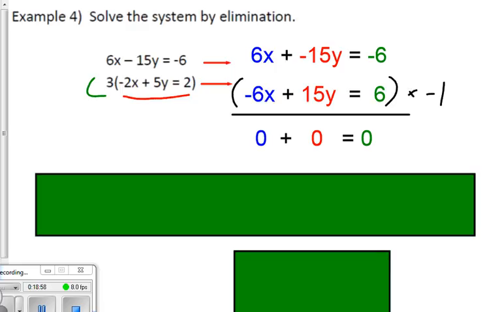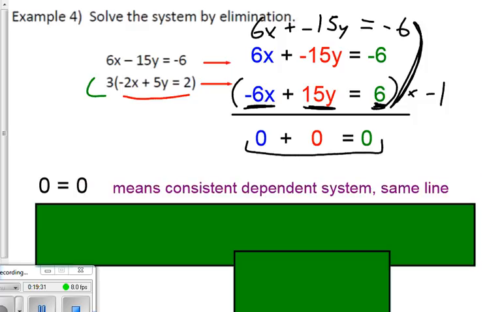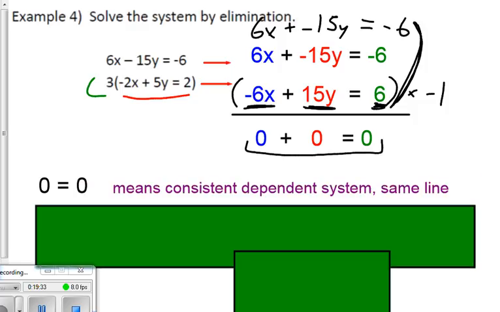Essentially I'm just switching the signs. This piece here would become 6x. This piece here would become -15y. This piece here would become -6. 6x plus -15y equals -6. What it's saying is these are all the same equation. When we can solve out and get 0 equals 0, that means your system is showing all the same equation. So 0 equals 0 means it's a consistent dependent system.